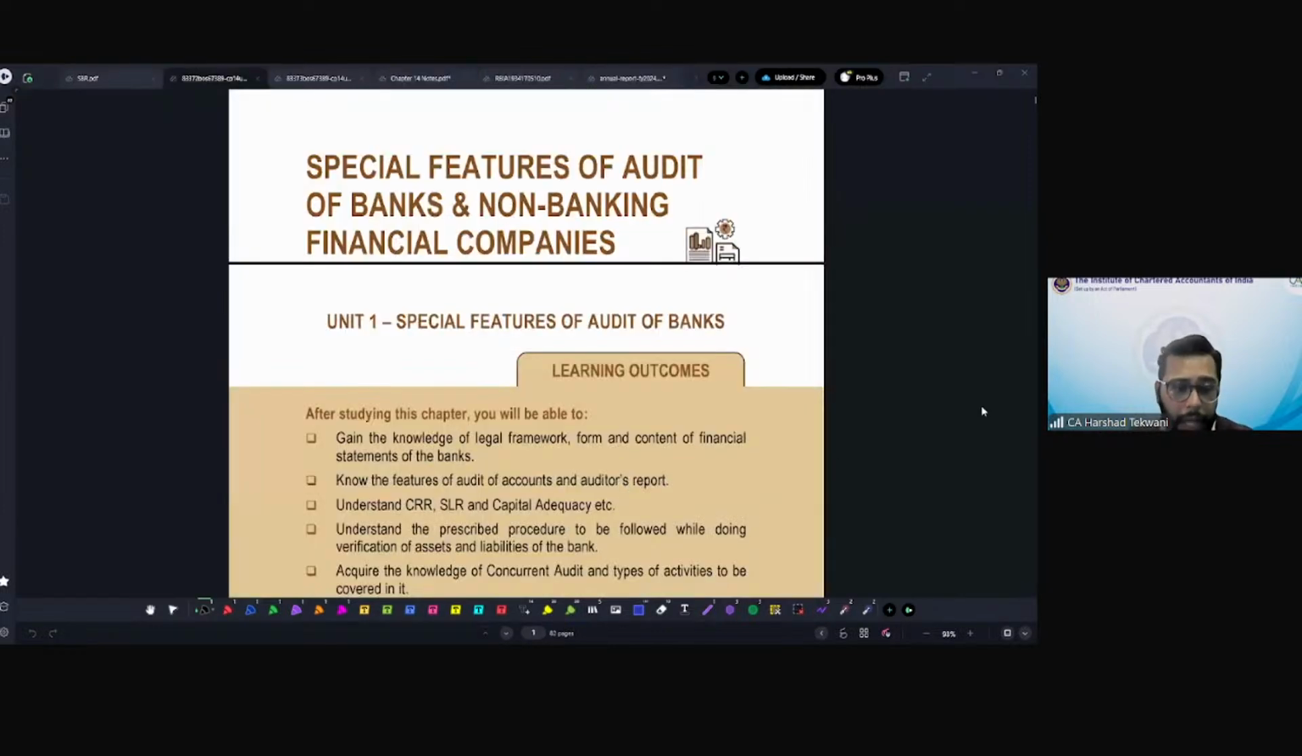Now, when it comes to the bank, can anyone tell me the laws or regulations that are applicable to a bank? So when you think about audit of a bank, which laws and regulations do you think will be applicable to a bank? Banking Regulation Act. Very good. Yes, Jenny.